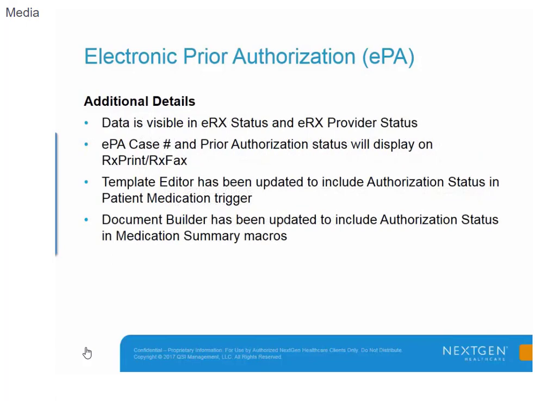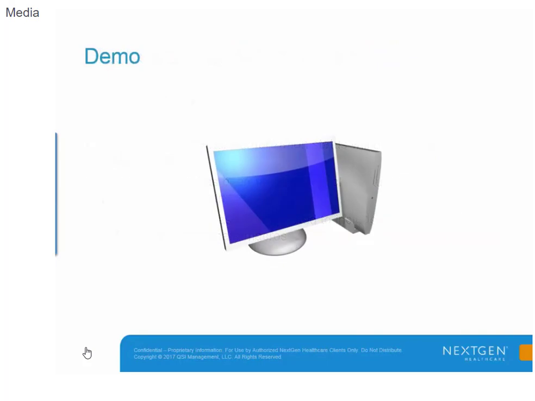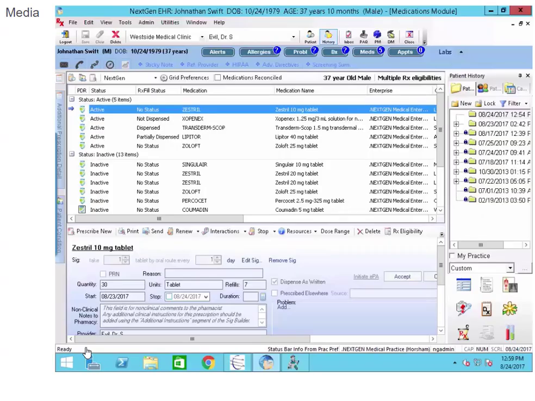Also, data is visible in the ERX status and provider status windows. The EPA case number and prior auth status will display on the RX print and fax so that the pharmacy gets it, and it sends with the ERX as well. The template editor and document builder were also updated to include authorization status information in the patient medication trigger and medication summary macros. So if you need to add this to documents for other needs, you can as well. And that's basically everything. So let's go ahead and take a look at this in the application.